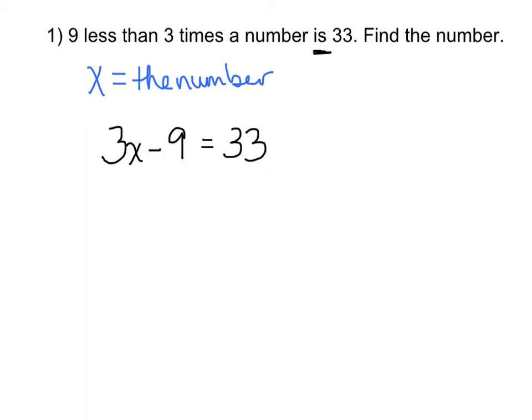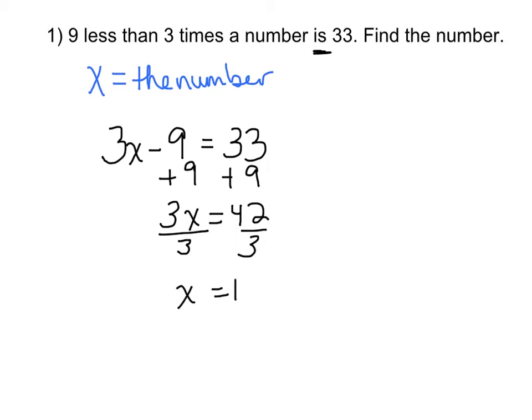Step 3, solve. So this is review now. Add 9, add 9. 3x equals 42. Divide by 3. X equals 14. And does that make sense? Yes. We can take that and plug it in. 3 times 14 minus 9 does give me 33. And therefore that is my answer.